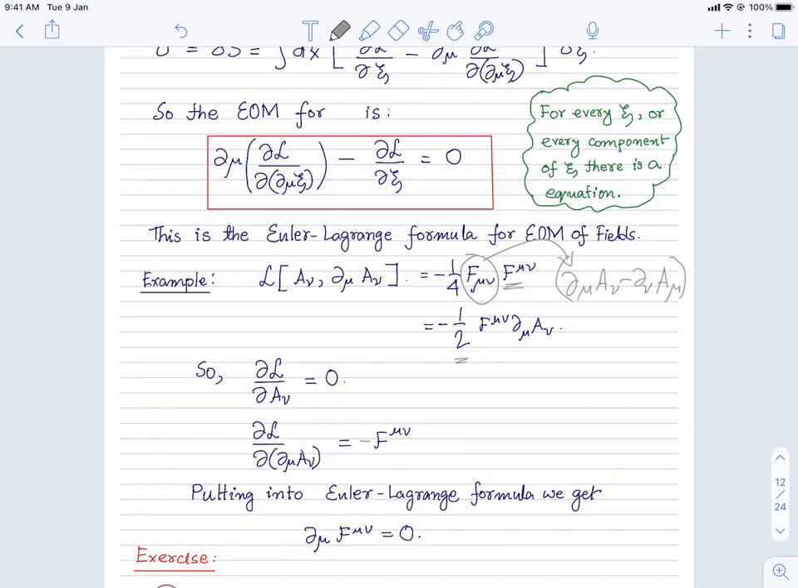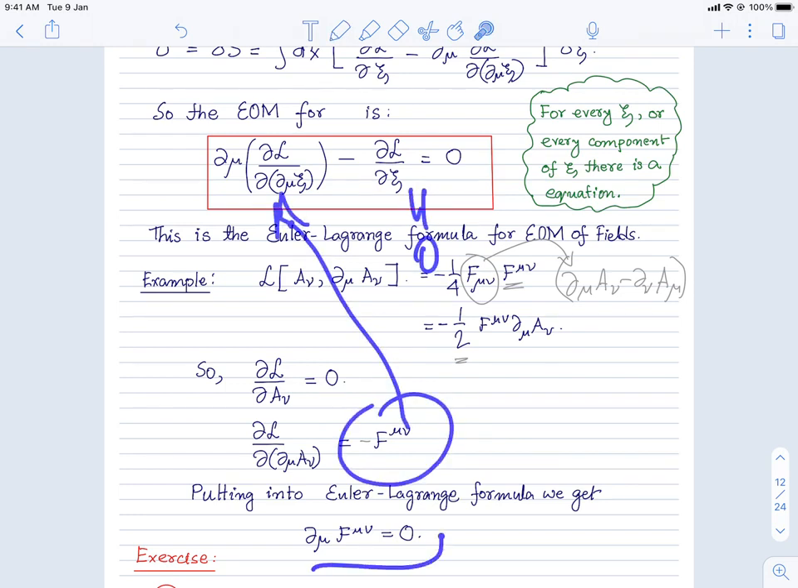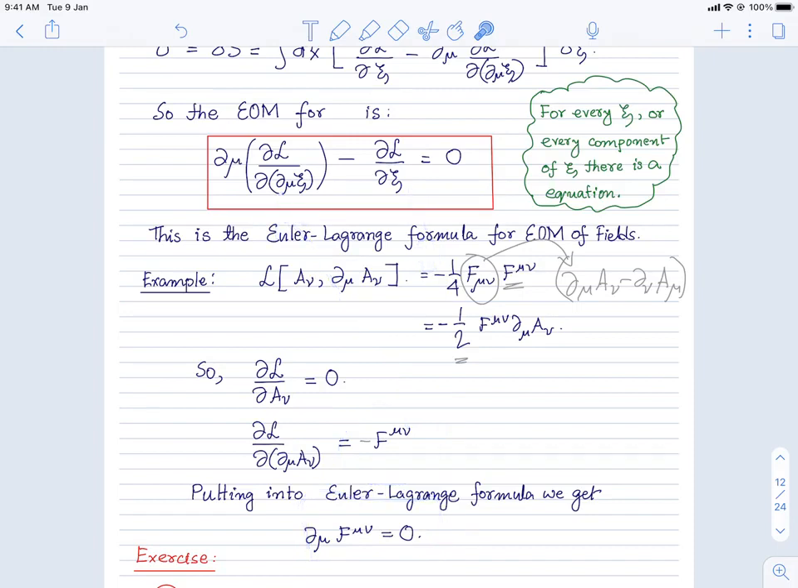Now if you take this F and plug it back into the Lagrange equation, this is equal to 0. So you will have del mu F mu nu equal to 0, which is your original Maxwell's equation without sources. Okay, so very good.